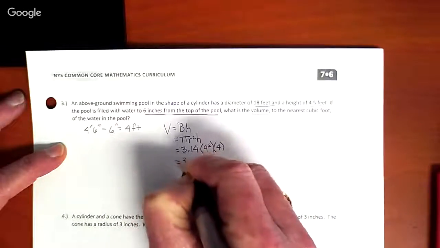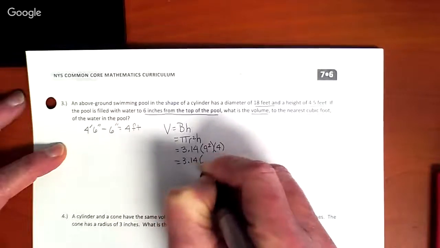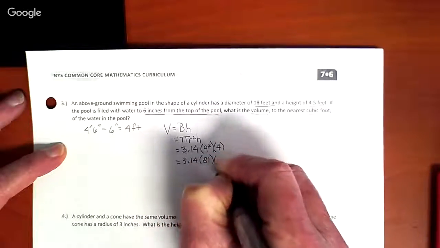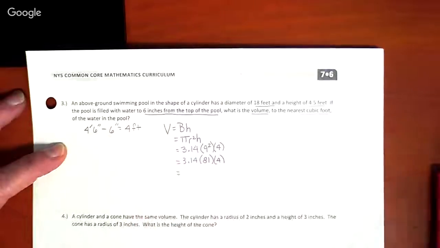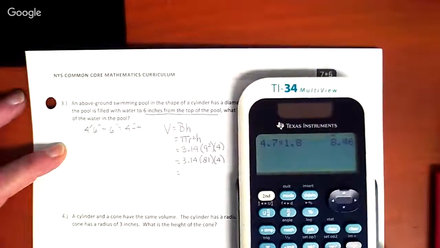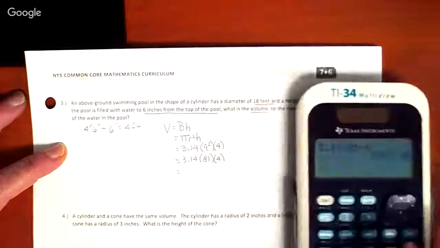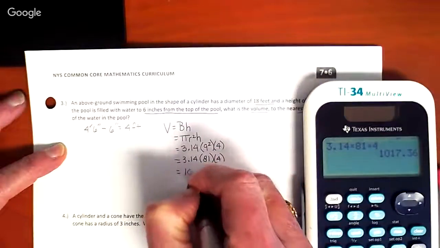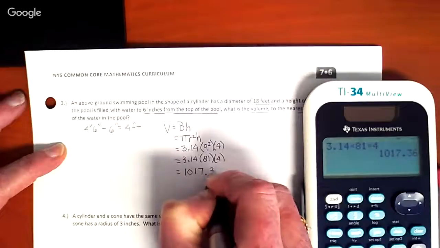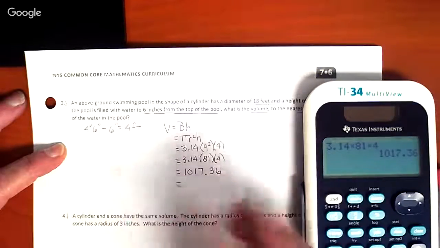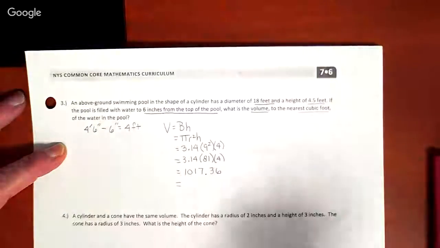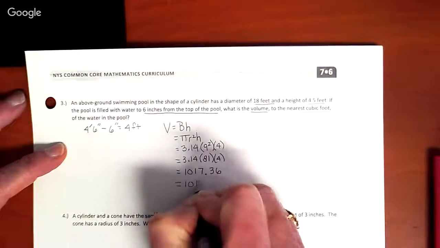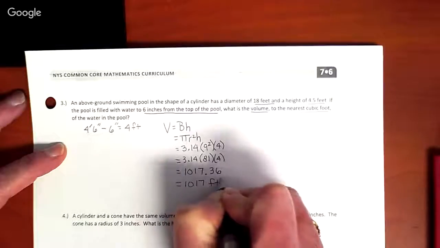So now we have 3.14 times 81 times 4, which is going to equal, bring our calculator back here. So we have 3.14 multiplied by 81 and then multiplied by 4 is going to give us 1,017.36. Rounding to the nearest cubic foot is 1,017 cubic feet.